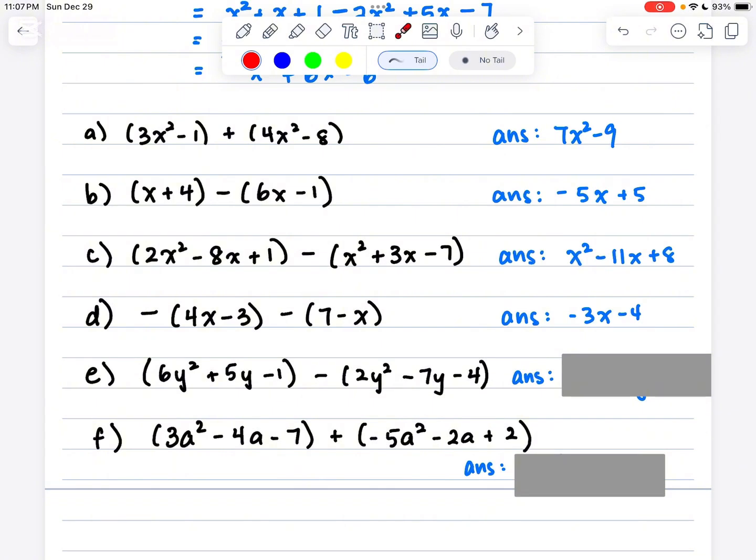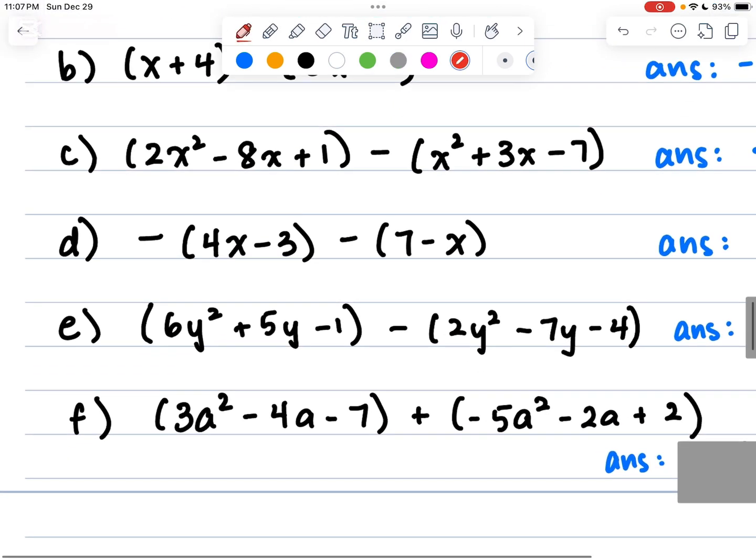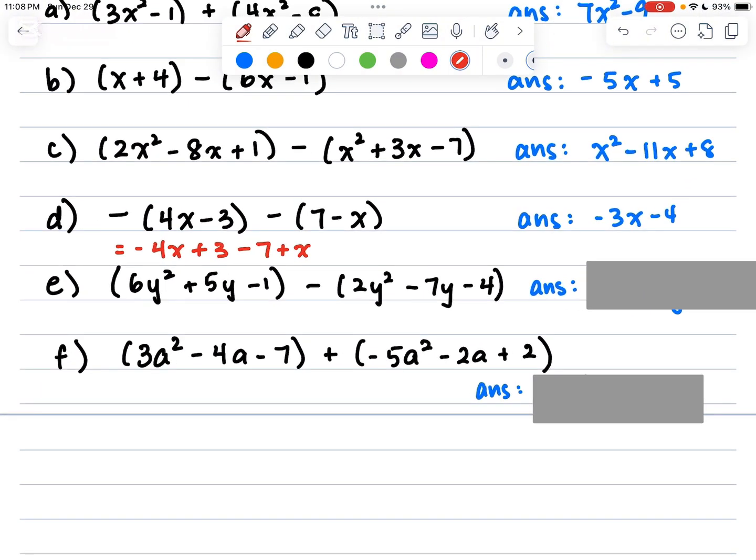Now D could be a little bit harder in that I have a negative sign here as well, but all that means is I need to apply that subtract to the first bracket as well as this subtract to the second bracket. So unlike A, B, and C where I could just take out these brackets, I actually have to do that twice here. So what I would have had for my first step here would be -4x plus 3 minus 7 plus x. And you would have maybe had to do that in a few steps. All right, try E. And come on back.